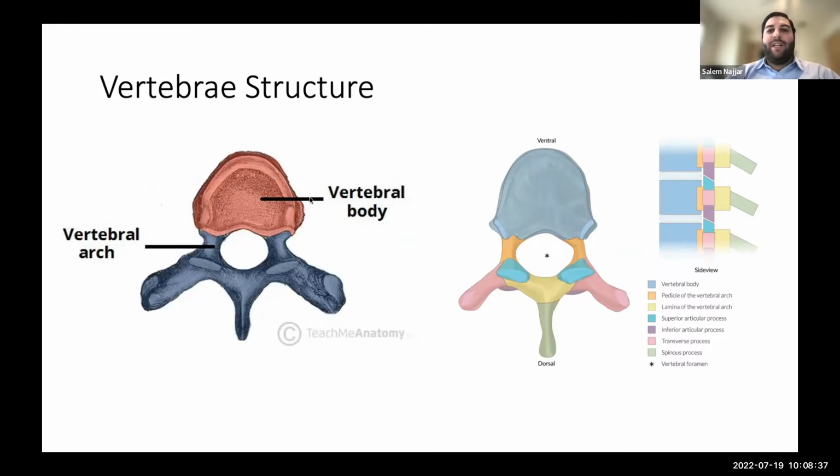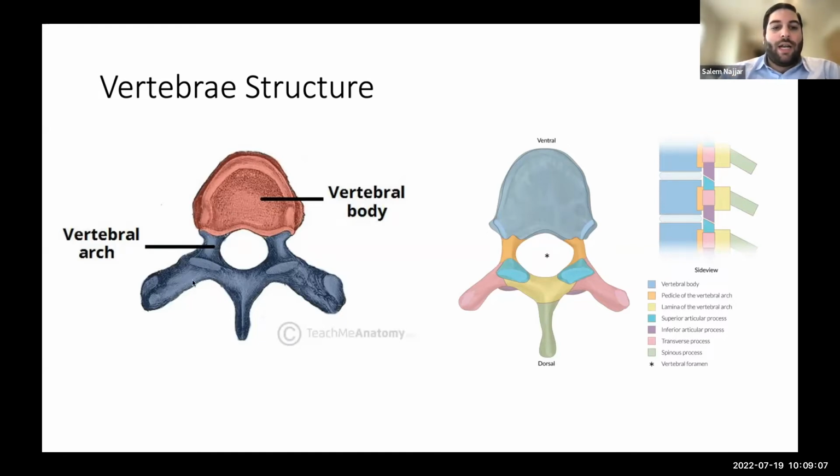Does anybody have an idea what the significance of the vertebral body is, especially when it comes to force and maintaining an axial load? Weight bearing, exactly, perfect. So basically you'll see that most of the axial force and stressors going from top to bottom are really dependent on this vertebral body. So it's really important that the vertebral body remains structurally sound.